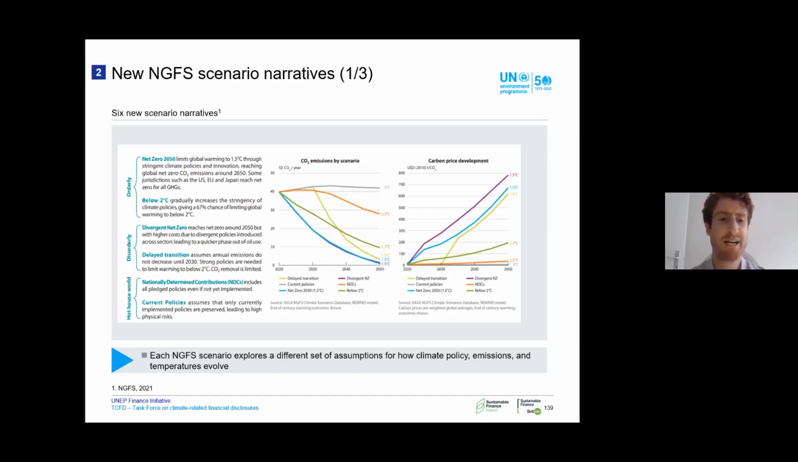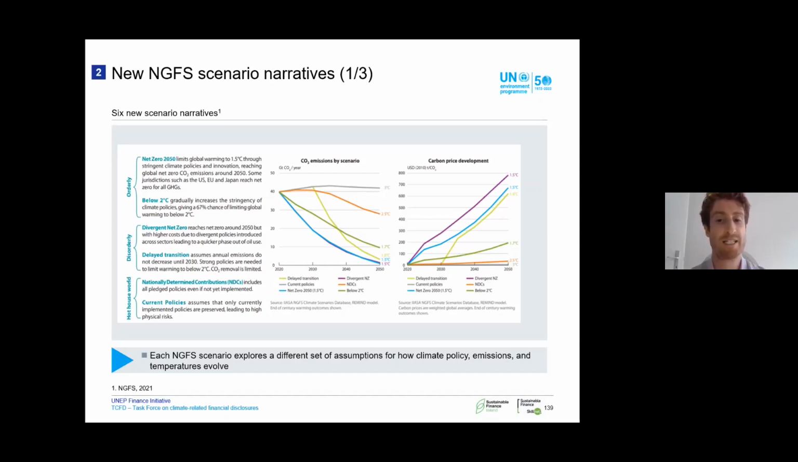For disorderly scenarios, we have the divergent net zero, which is another way to get to net zero. But in this case, what happens is the rate of policy development is uneven. So certain parts of the world experience higher carbon prices and have to act more quickly, where others take their time. And that creates imbalances in global trade.